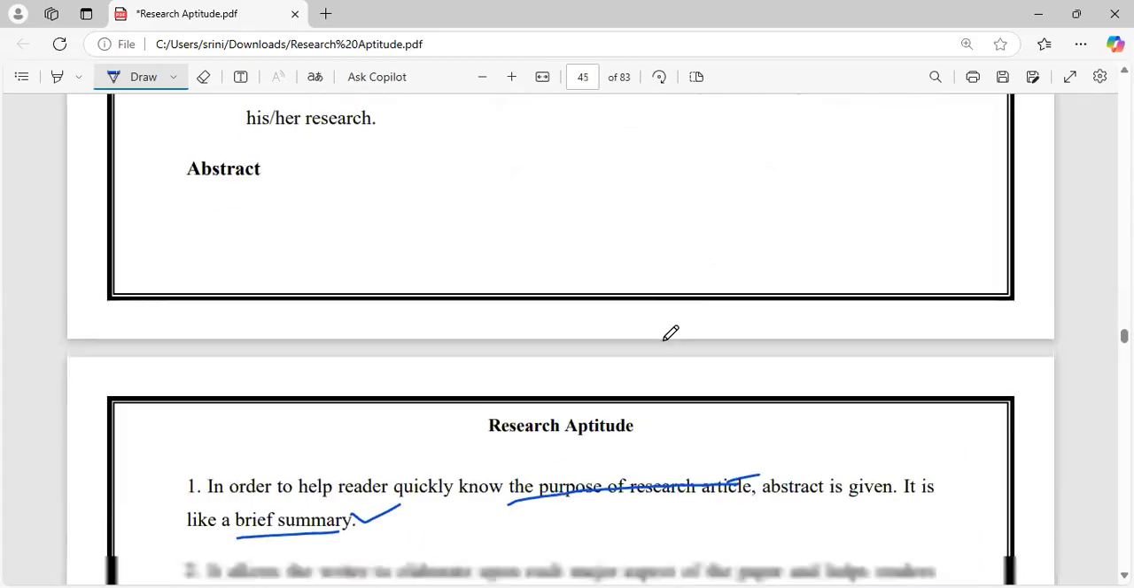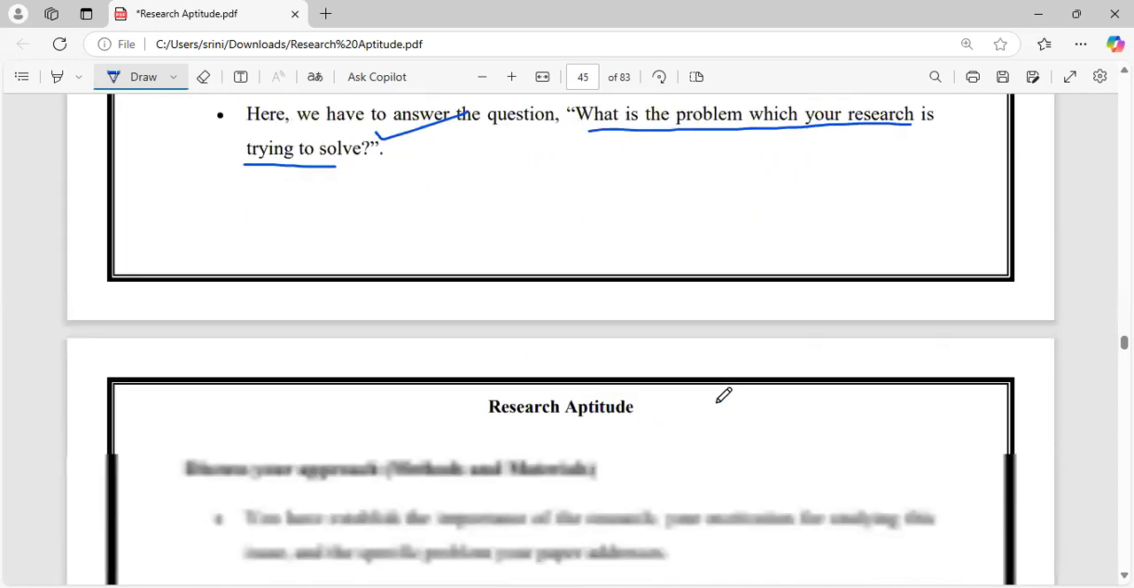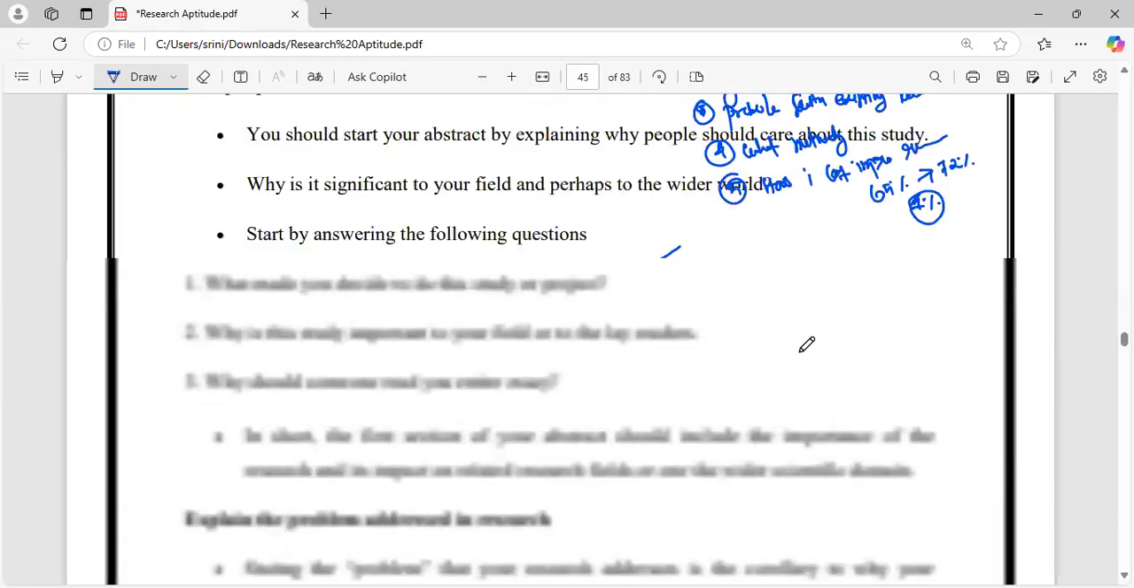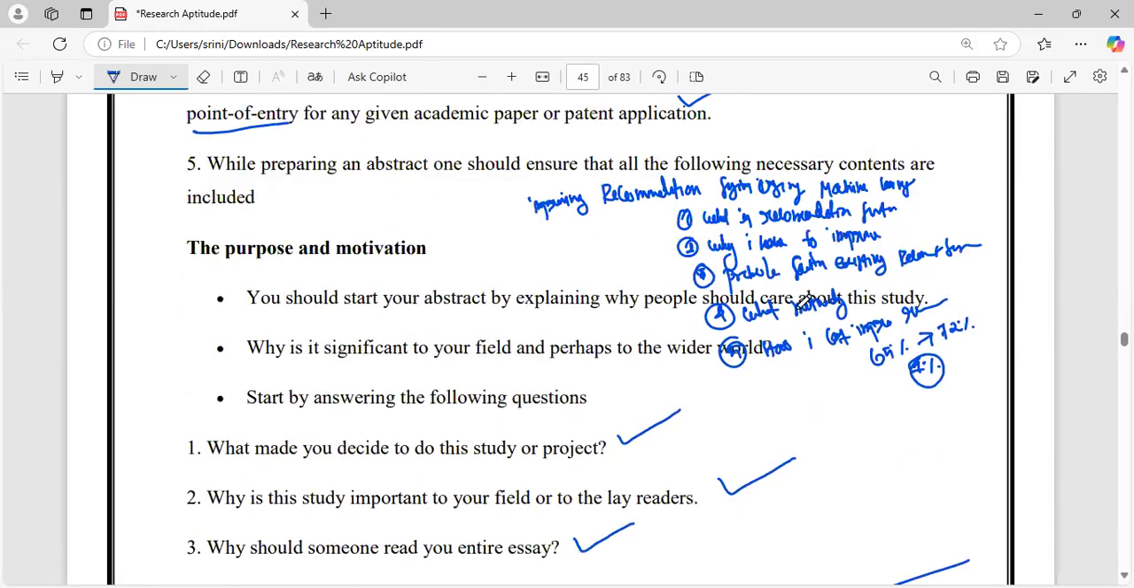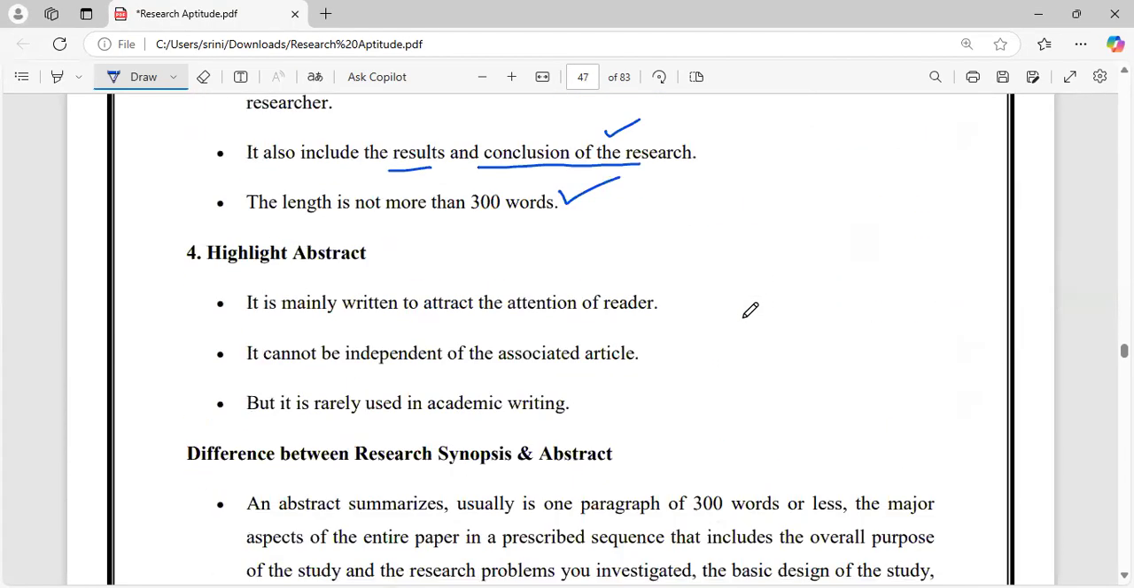So the example I have stated here would be an informative abstract. Here I have given all the relevant information from the start. Why, what, how, all the questions have been answered in an informative abstract. And then highlight abstract, mainly written to attract the attention of the reader. It cannot be independent of the associated article, but it is rarely used in academic writing, such as trailers.